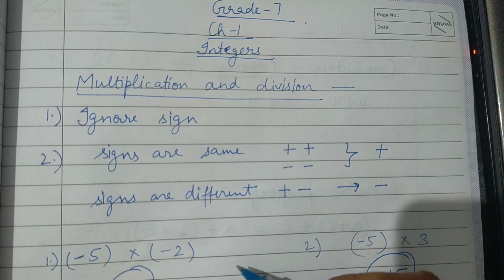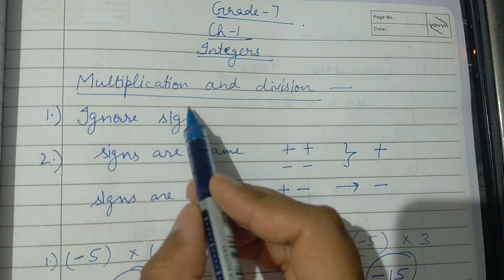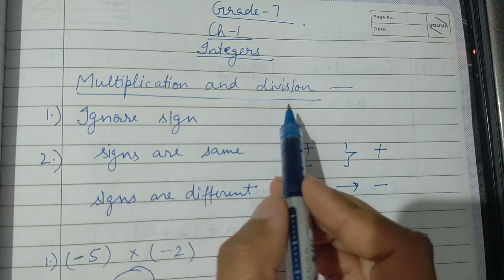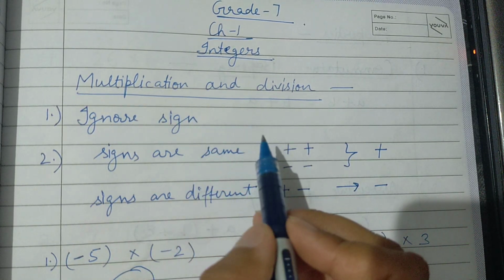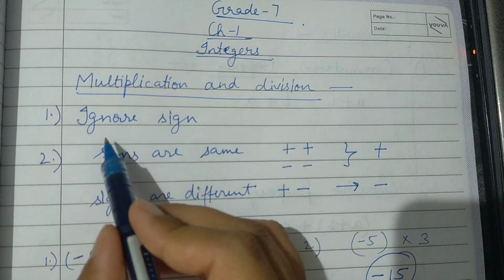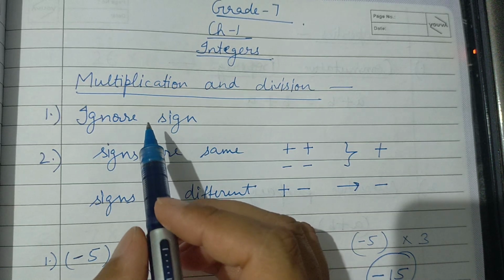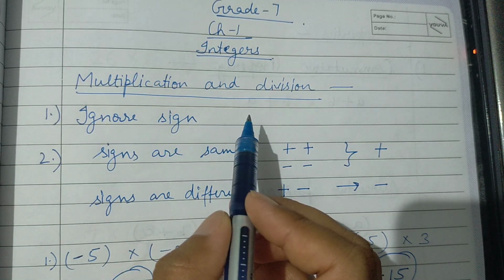Hello students, we are going to continue chapter 1 grade 7 mathematics, multiplication and division on integers. For multiplying and dividing negative integers you have to follow two simple rules. First one is ignore the sign. What you have to do, simply multiply and divide.